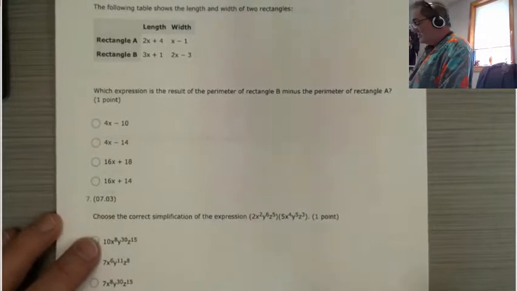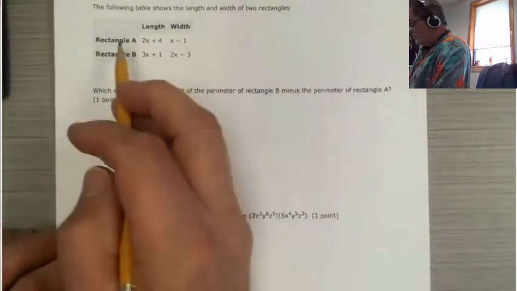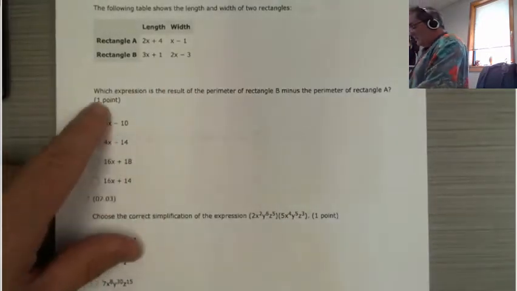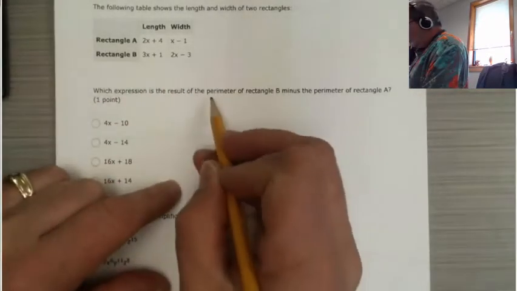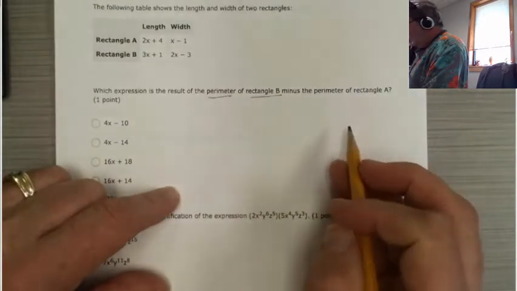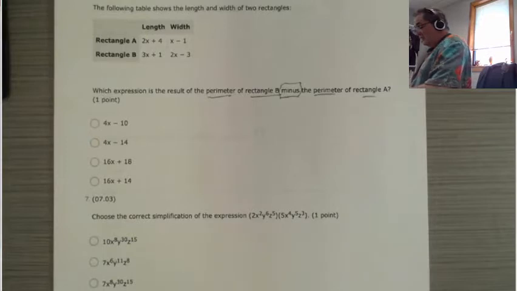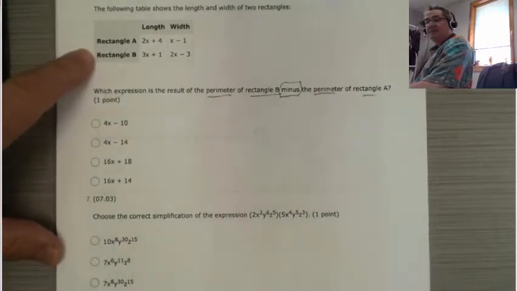All right, the following table shows the length and width of two rectangles. Rectangle A has this length, this width. B has this length, this width. Which expression is the result of the perimeter of rectangle B minus the perimeter of rectangle A? So we have to find the perimeter of B and then find the perimeter of A, and we have to subtract them.